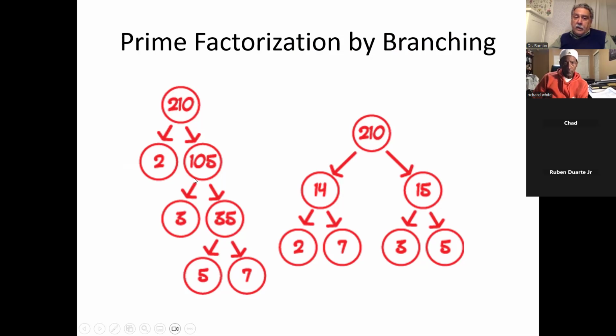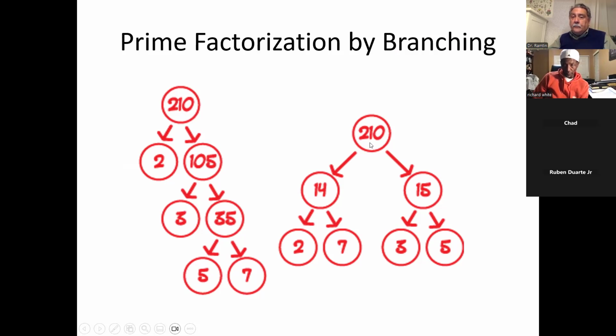But 105 is not a prime. It's a composite number. We can still break it down. It can be the product of 3 and 35. If you multiply 3 by 35, you get 105. 3 is prime, so we leave that alone, we come to 35. 35 is a product of 5 times 7. Now, these are all prime, so we stop right here. So we get these prime numbers, 2, 3, 5, and 7.